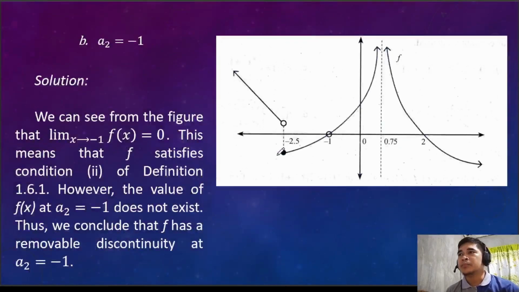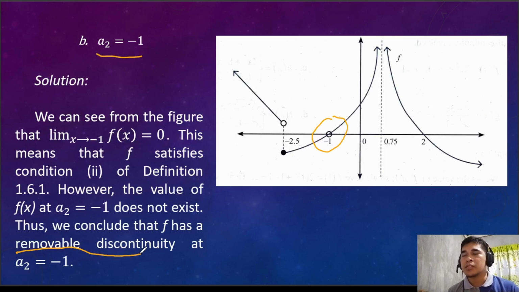Next, letter B, A sub 2 equals negative 1 here. Diba? Open siya. So, this is discontinuous again. So, ang pagkaiba kang negative 2.5, this is essential. This one is what we call removable. So, this is the same with case of graph 1.6.1 at 1.6.3. This is removable discontinuity at A sub 2 equals negative 1.